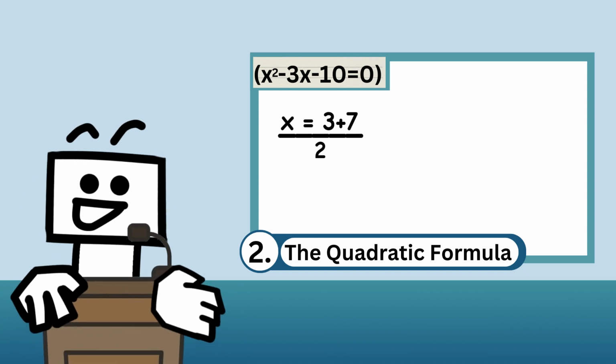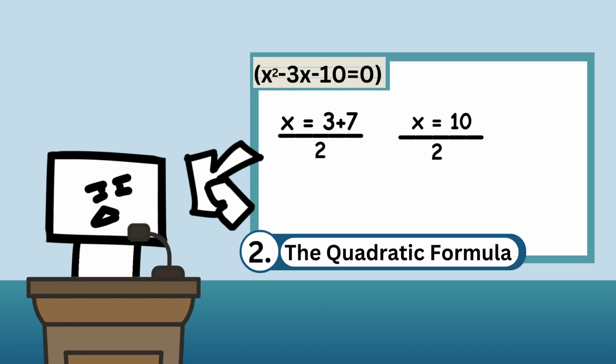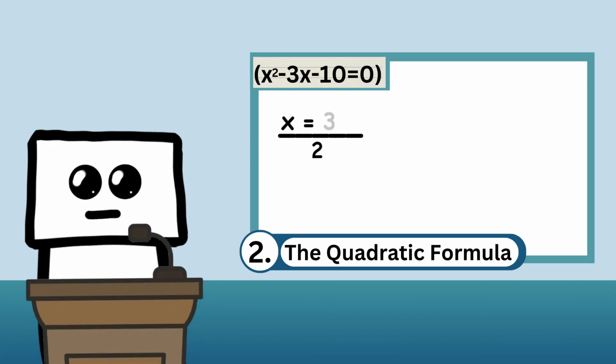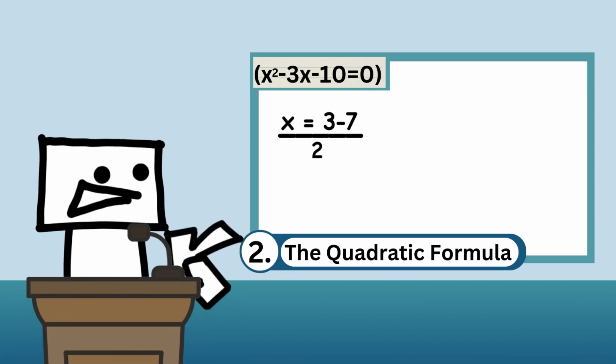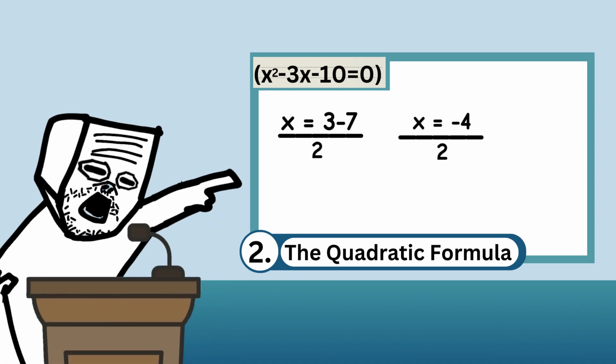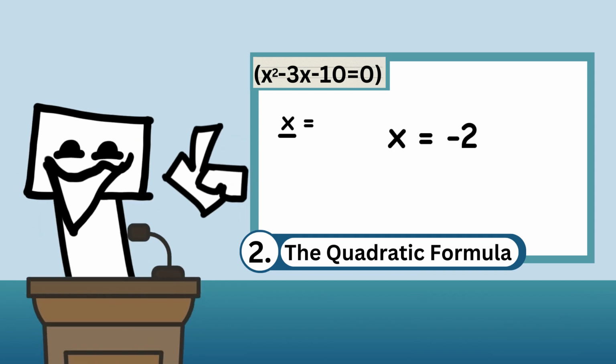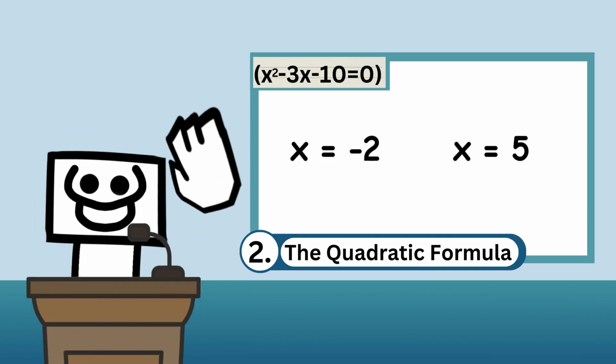Let's try solving the positive one. 3 plus 7 equals 10. Now all you do is divide 10 by 2, giving us the first root of our solution set. x equals 5. Now let's do the other root. x equals 3 minus 7. 3 minus 7 gives us negative 4. So we'll divide negative 4 by 2. So we'll get x equals negative 2. Great. Now we have our solution set.